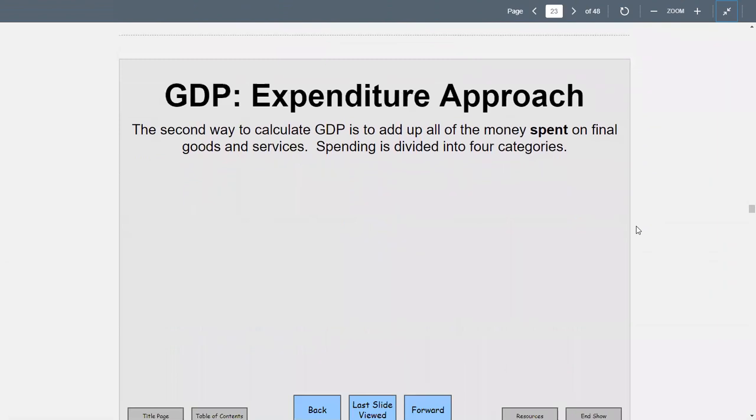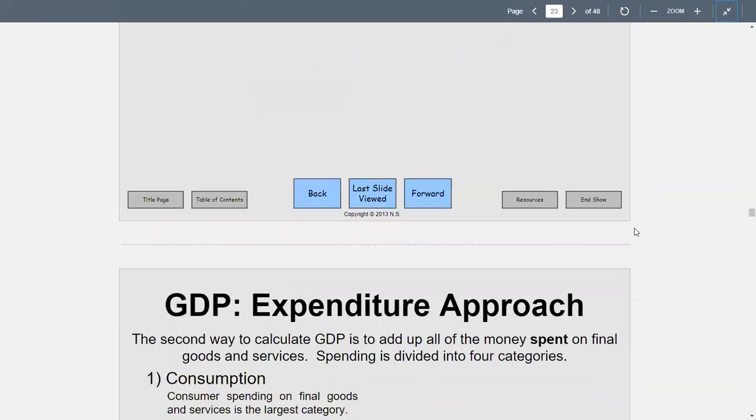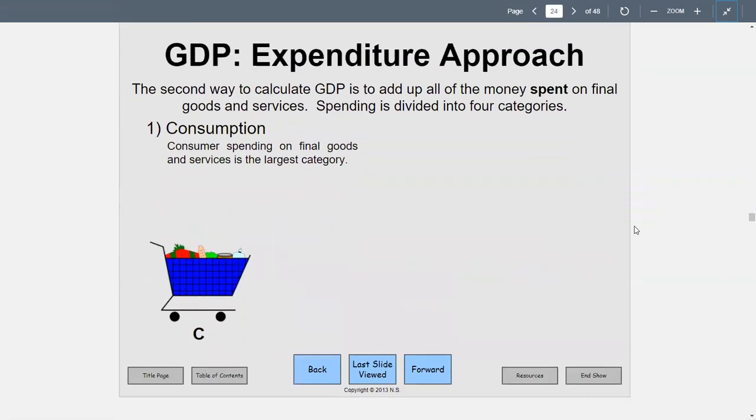The second way to calculate GDP is to add up all of the money spent on final goods and services. Spending is divided into 4 categories. The first is consumption. This is usually the way the United States does it. Consumer spending on final goods and services is the largest category.